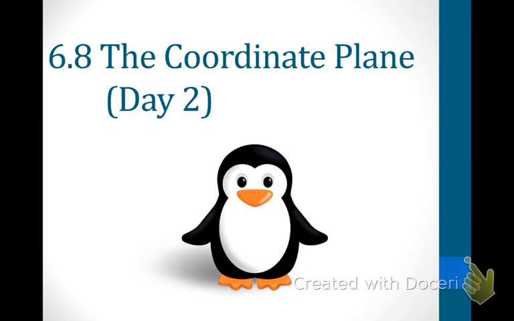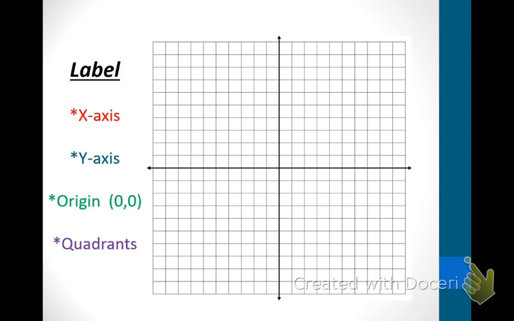Yesterday we started talking about 6.8, the coordinate plane. Today we're going to do the second part of that to help you understand a little bit more about the coordinate plane. So the first thing I want to do is just review some of the things that we talked about yesterday. Very good. That is the line that goes from left to right.